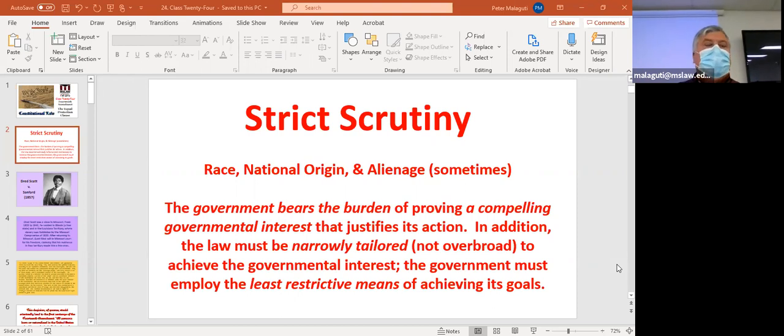And then know that with rational basis, the government does not have the burden of proof. The plaintiff does. The plaintiff who's challenging the law does. And the plaintiff has to prove the non-existence of a conceivable rational justification. Here, under-inclusiveness is allowed.